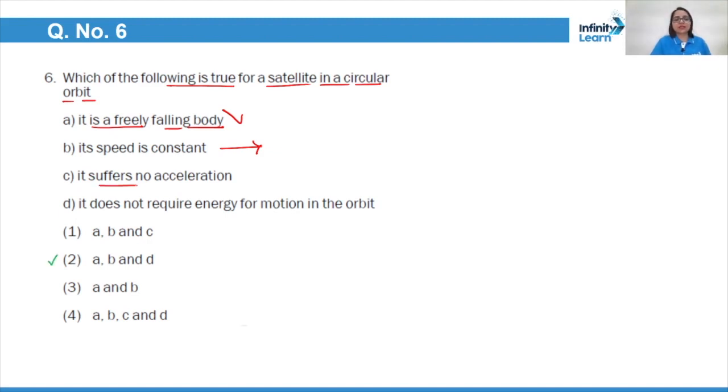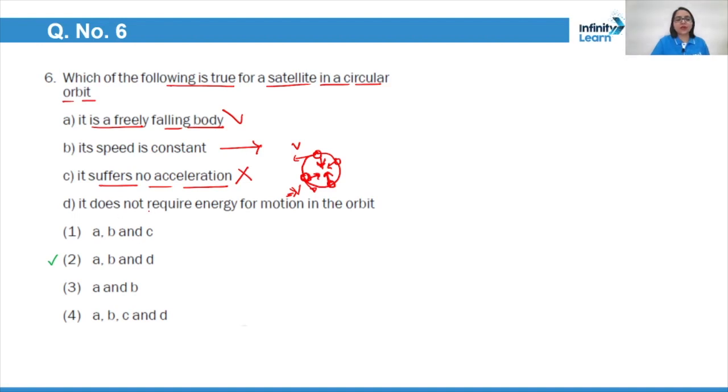Right. Next is it suffers no acceleration. No, it suffers acceleration. It is an accelerated motion with constant speed because the direction of acceleration is always directed towards the center of the earth, right? And this arrow will change. If satellite is over here, direction of acceleration is this one. If satellite is over here, direction of acceleration is this one, right? And if satellite is over here, direction of acceleration is this one. If you look at the direction of velocity, it is continuously changing, and because of the change in direction of velocity, it is what? An accelerated motion. So yes, this statement is wrong.